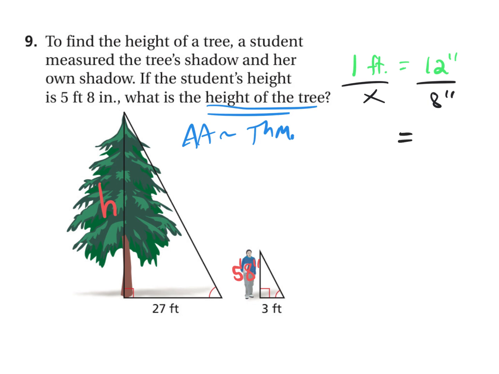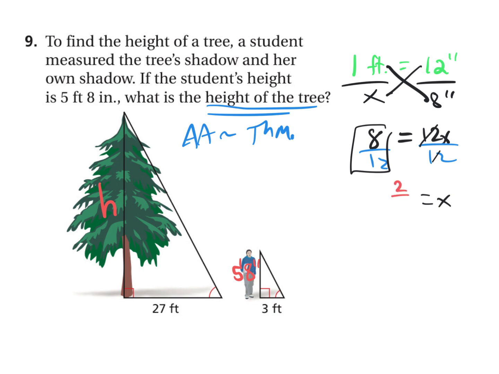We will write the equal sign and cross multiply. 8 times 1 is 8. 12 times x is 12x. So dividing both sides by 12, we get that x is 8/12, and 8/12 reduces to 2/3 because 4 divides into 8 twice, and 4 divides into 12 3 times. Or in other words, 1/4 times 8 is 2, and 1/4 times 12 is 3.